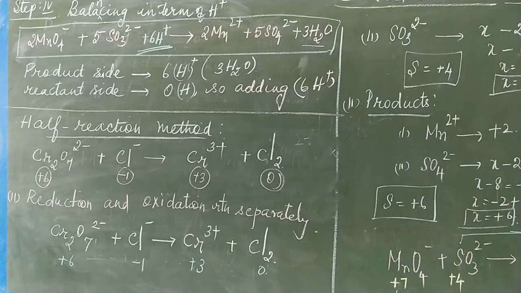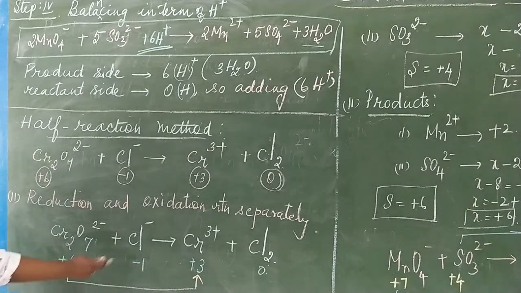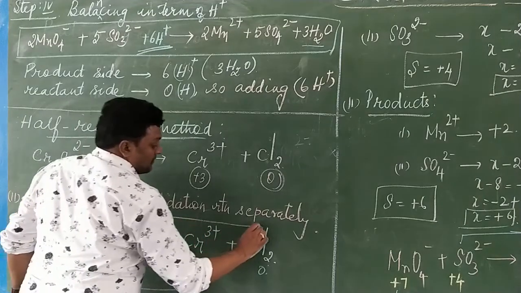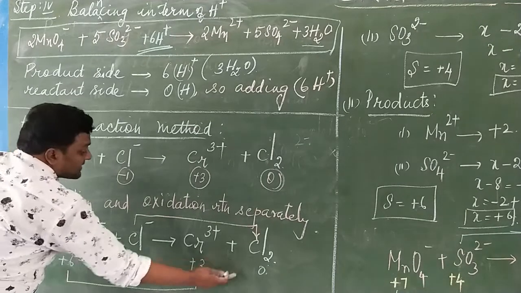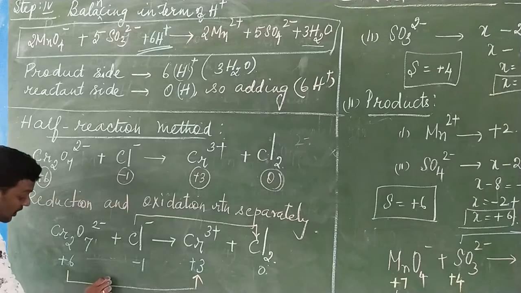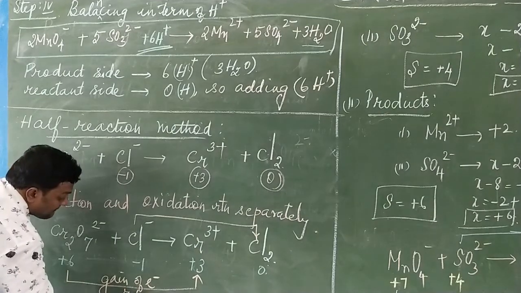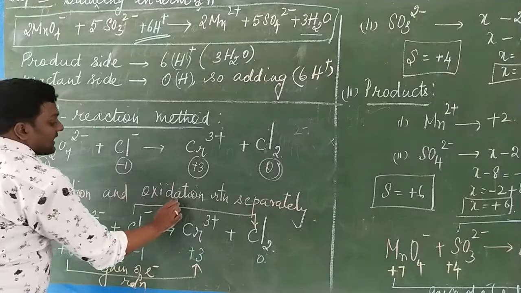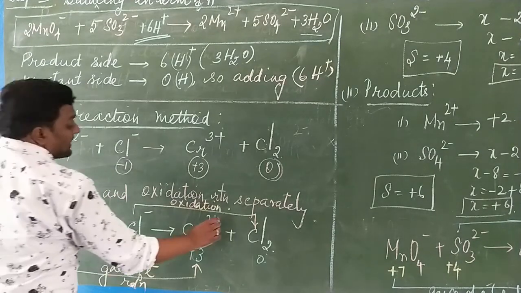Now you see, in Cr2O7 chromium will take plus 6, here it is plus 3 oxidation state. So what has happened? There is a decrease in the oxidation number. Here chlorine will take minus 1, here it becomes 0 oxidation state. So there is an increase in the oxidation number. Here plus 6 to plus 3, decrease. Whenever there is a decrease, that shows there is a gain of electrons. When there is a gain of electrons, that shows it is reduction. When there is a loss of electrons, that shows there is oxidation. Increase in oxidation number shows there is a loss of electrons.